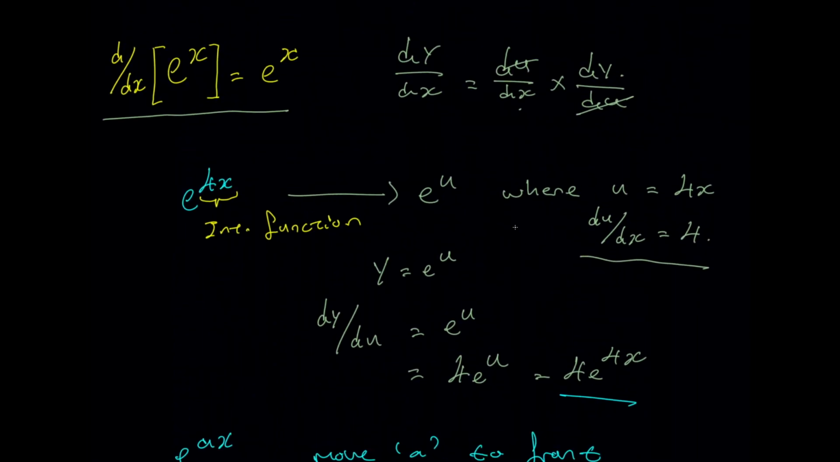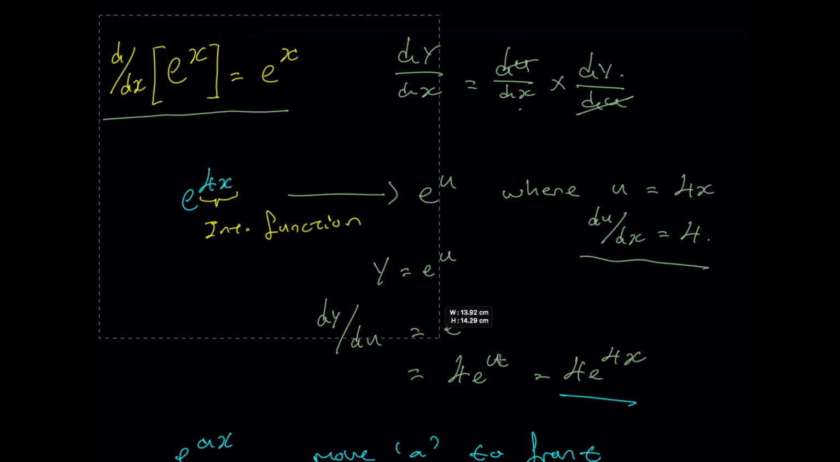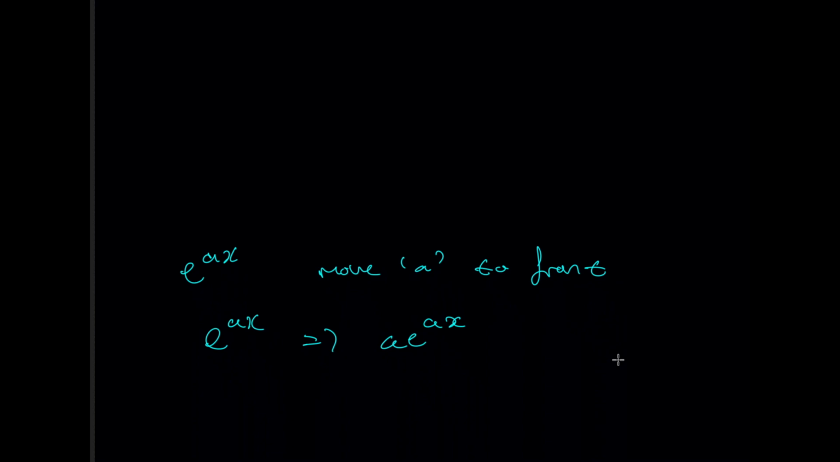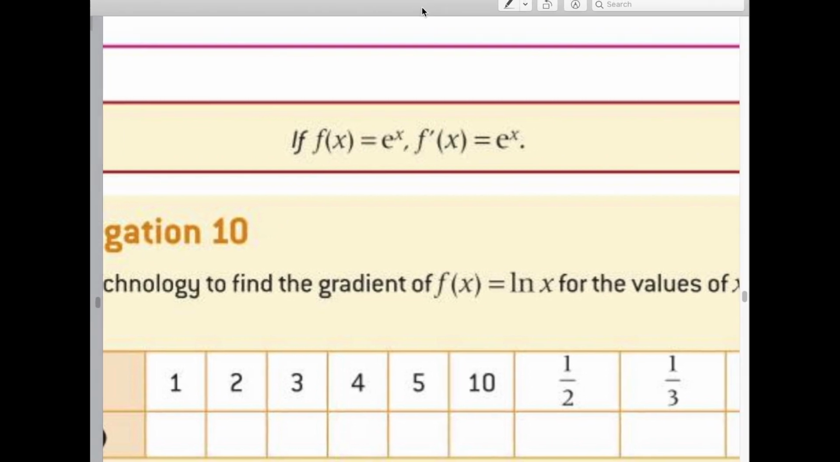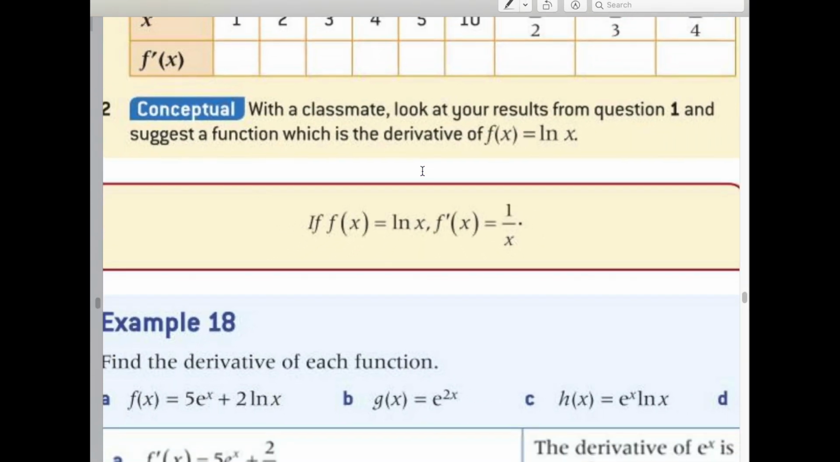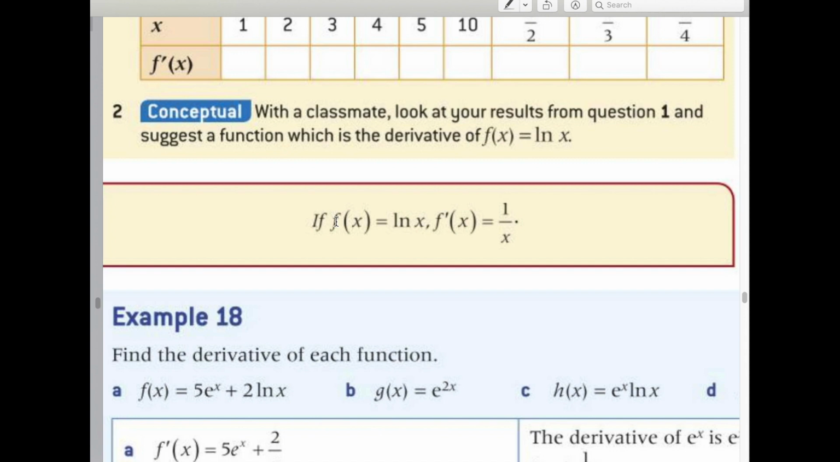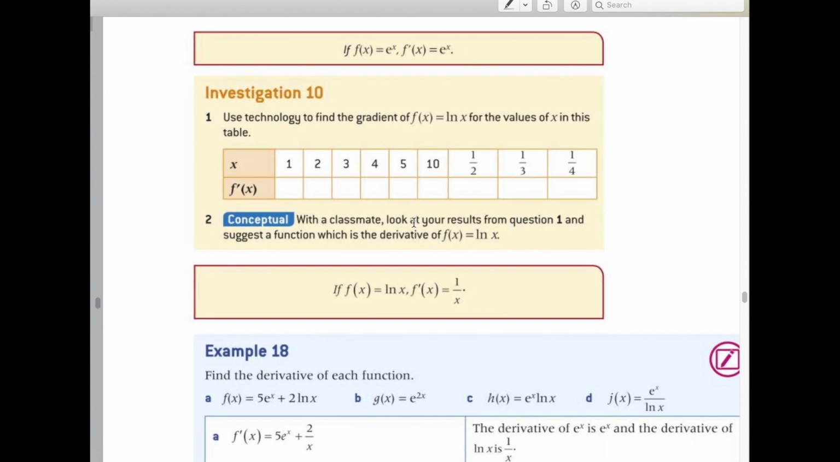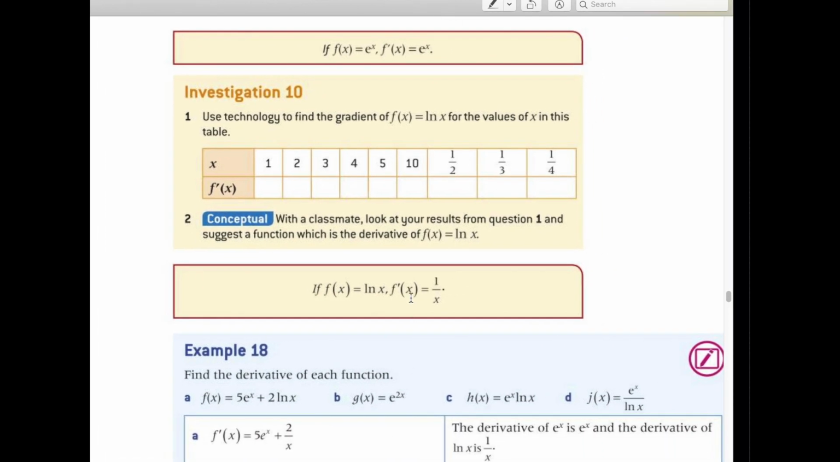Now let's move on to the logarithmic functions that you'll be given in the SL course. Logarithmic functions are almost as easy as this. We're applying the same principles of the chain rule here. You're given this in your formula book in the exam. If the function f of x is ln of x, the natural logarithm, then the derivative will be 1 over x.